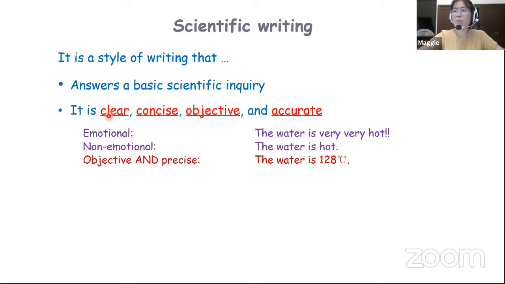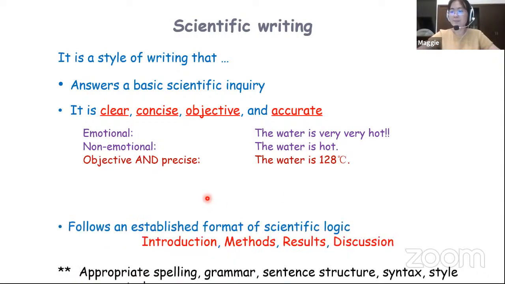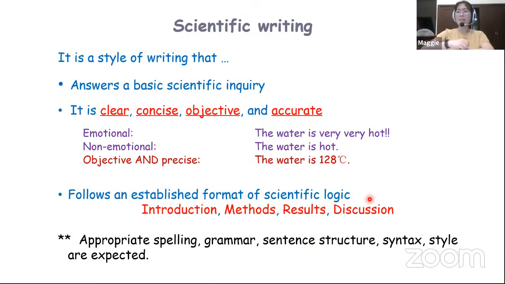Let's continue. So scientific writing should be clear, concise, objective, and accurate. And next, the writing should follow an established format of scientific logic. Usually, scientific writing is divided into four different parts. The first one is introduction. Then the next will be methods. The third will be results. The last one is discussion.